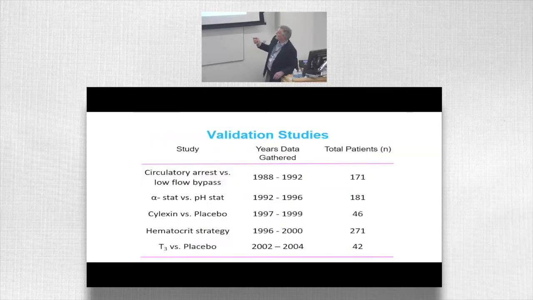Well, over the next number of years, we did a whole series of studies looking at different things like the pH management during hypothermia or bypass. Siloxane we used as a blocker of the adhesion molecule cascade. It had no impact, interestingly. High hematocrit strategy and the use of thyroid hormone.